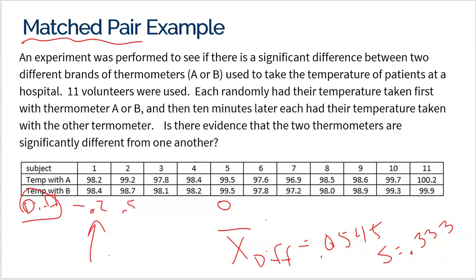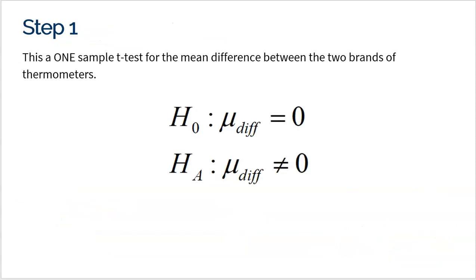All right, let's check out the 2 steps for this. So step 1, this is a 1 sample t-test for the mean difference between the 2 brands of thermometers. I'm looking at the mean difference. I don't have 2 different populations. I don't have boys versus girls. I don't have Americans versus Canadians. I have 1 set of differences, and I'm looking at the mean of those differences. So the null is that there is no difference.